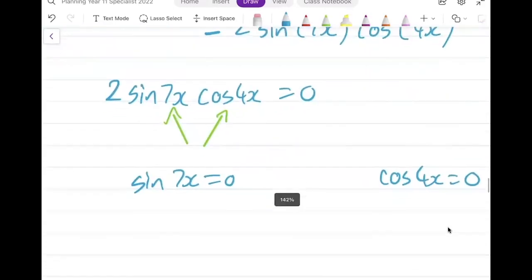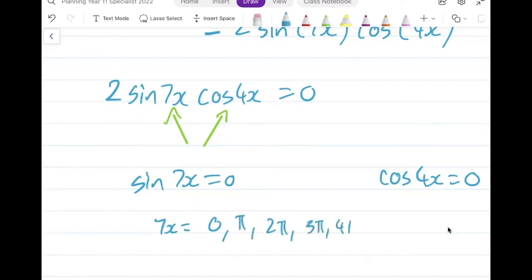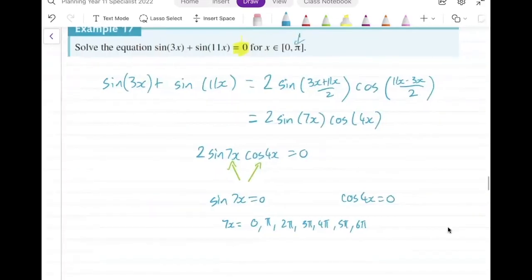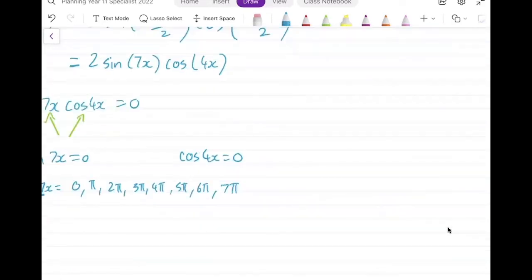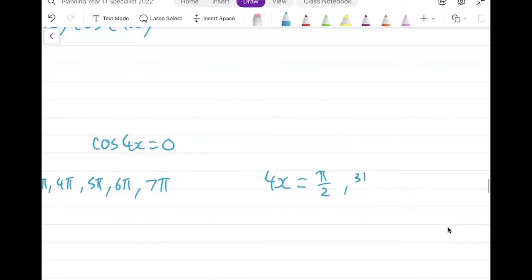If I think of all the spots where sine x is 0, it's basically every pi. So that means that 7x is going to equal, well, sine 0 is 0, so it's going to be 0, pi, 2 pi, 3 pi, 4 pi, 5 pi, 6 pi. My domain is up to pi, I have a 7 out the front here, which is kind of a nice hint, all the way up to 7 pi. If I do the same thing with cosine, that means 4x is going to equal, well, cos 0 is 1, so it's going to be pi on 2, 3 pi on 2, 5 pi on 2, and 7 pi on 2.